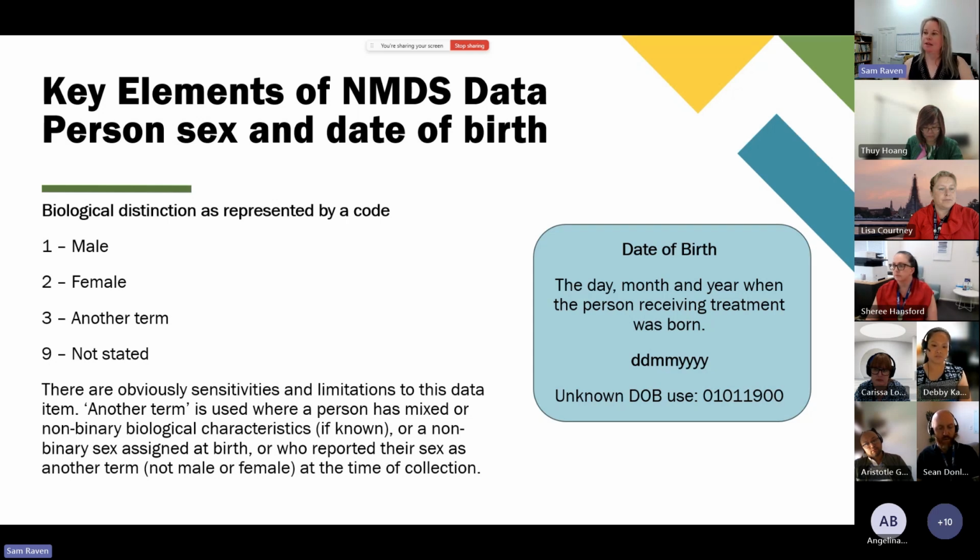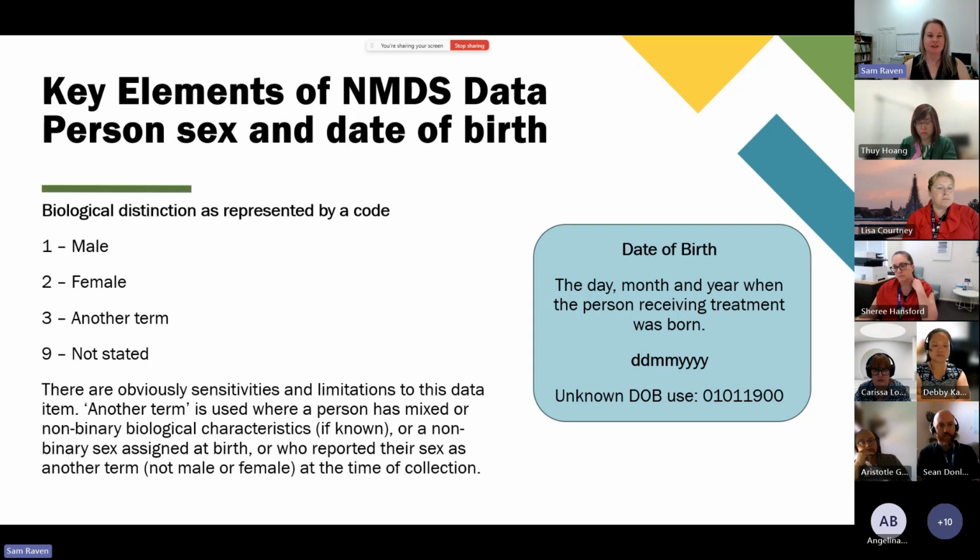So the first one is the person's sex and date of birth. Important to notice that sex is a biological distinction from gender. So it's the sex that someone was assigned at birth. So the codes are 1 is for male, 2 is for female, 3 is another term, and 9 is for not stated.